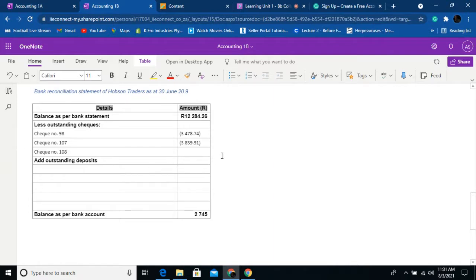And here, yeah, 18,743. And adding outstanding deposits. Now we're adding in the money that we've received, all right, but the bank hasn't recognized it for some reason. The bank has not yet recognized it, or we delayed in sending in those deposits, etc.